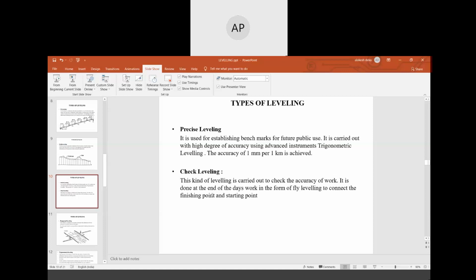Next is your check leveling. This kind of leveling is carried out to check the accuracy of the work. It is done at the end of the day's work in the form of fly leveling to connect the finishing point and the starting point. Generally fly leveling is done in a large area. Suppose you have to construct a road, say 100 kilometers of roadway, then in that case if you have to check the accuracy, you have to do fly leveling.